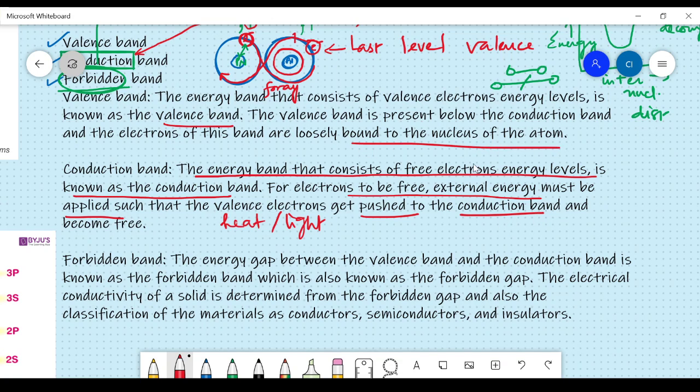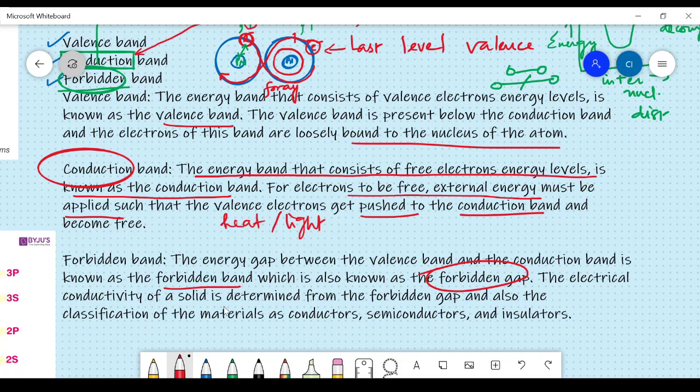Likewise, the valence band is there. The electrons are loosely bound to the nucleus of the atom. This is the region where our chemistry is taking place. The energy gap between the valence and the conduction band is known as the forbidden band. I'm going to show you this in the adjacent pictures now. So keep in mind what this forbidden gap and the conduction band are.